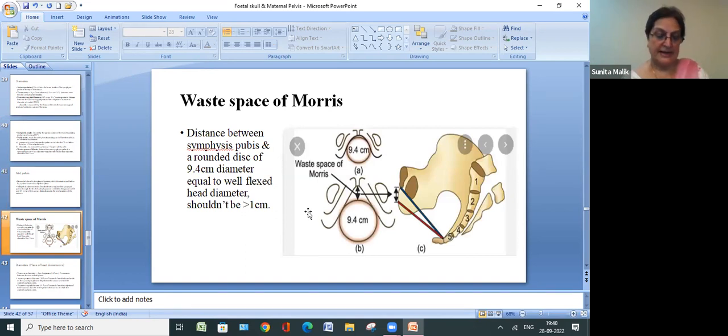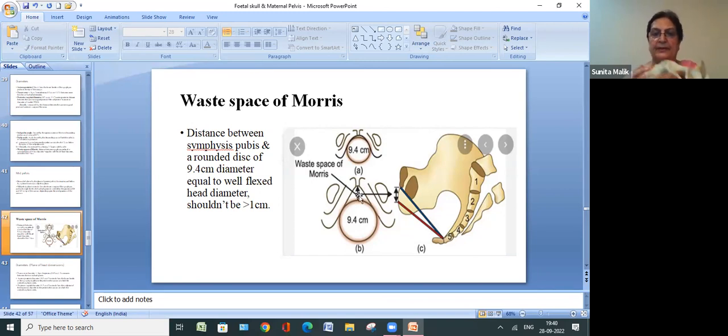See, if we see the pelvis end on from the outlet side, and if we place a rounded ball between the two pubic bones, the arch has the same diameter as the head, 9.4 centimeter, which is coming out at this level. There is always a space between the vertex and the symphysis pubis. And in a gynecoid pelvis, it should not be more than 1 centimeter. But if it's an android pelvis, which is conical in shape, this space becomes more.